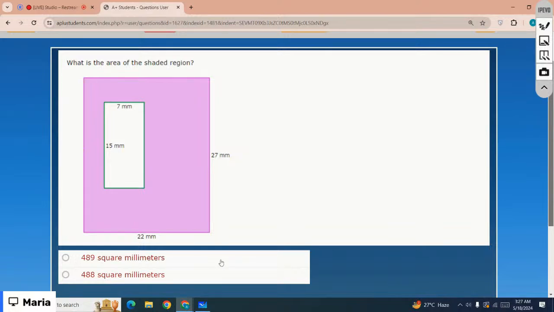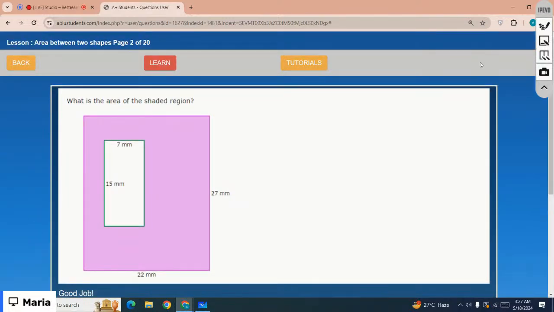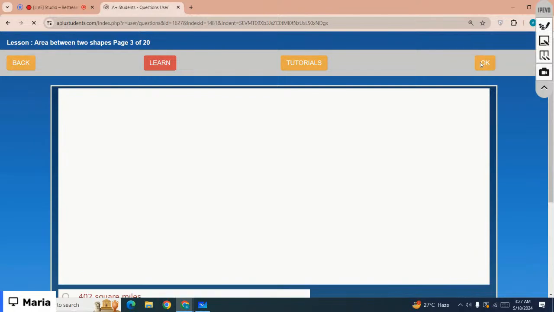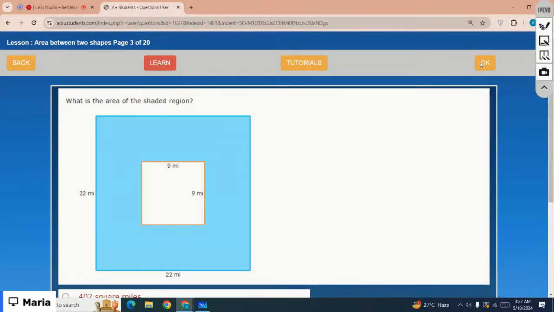The correct option is 409 square millimeter. Option number one is the correct option. Very good. Okay, what is the area of the shaded region? So which is the correct option?